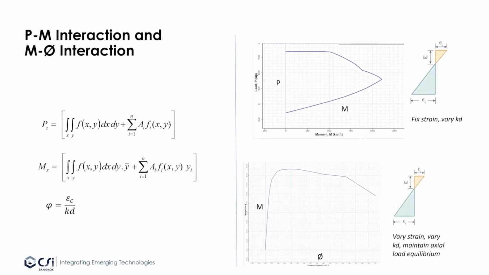And so to conclude, if you fix the strain and vary only the neutral axis depth, you get the capacity curve. And if you vary strain, vary kd, and maintain load equilibrium, you get moment-curvature using the same equation. So both of them are actually using the same equations, just used differently. But moment-curvature gives us far more information than capacity ever can, which I discussed in another video.